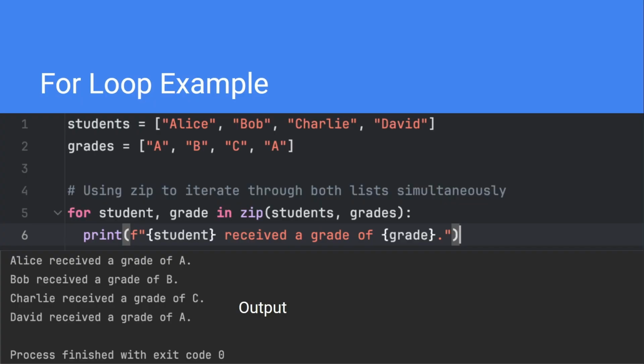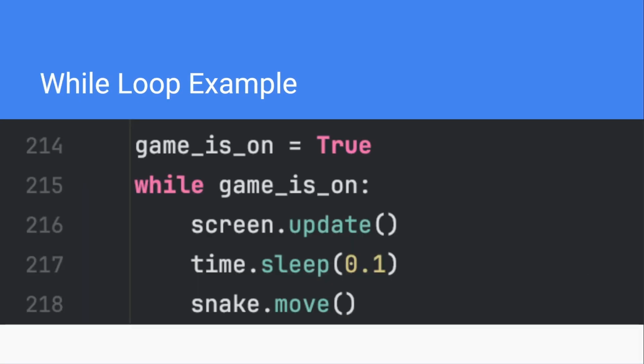For loop example. This is an example of a for loop. The loop goes through each item or number in the sequence. Each time the loop repeats, it runs the code inside the loop. Output shows the result after each repetition. While loop example. This is an example of a while loop. The program checks the condition before every repetition. As long as the condition is true, the code continues running. When the condition becomes false, the loop stops.